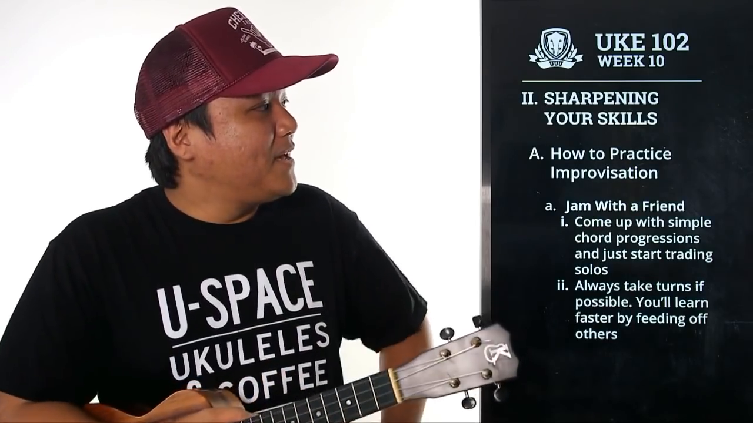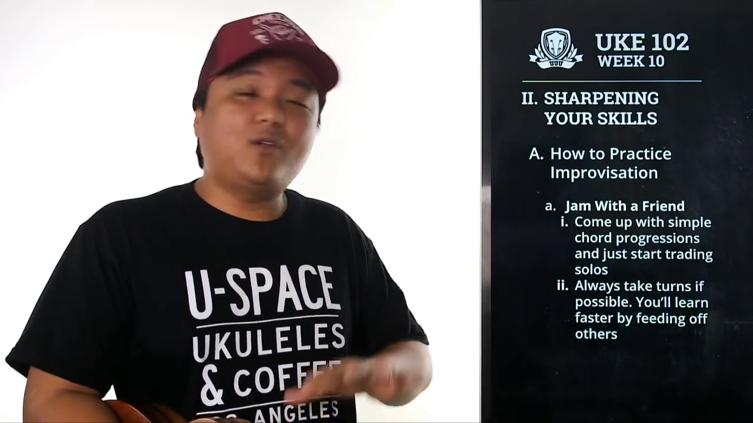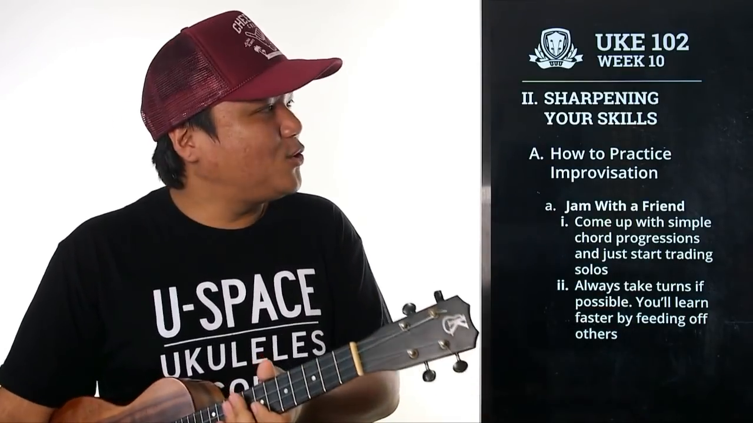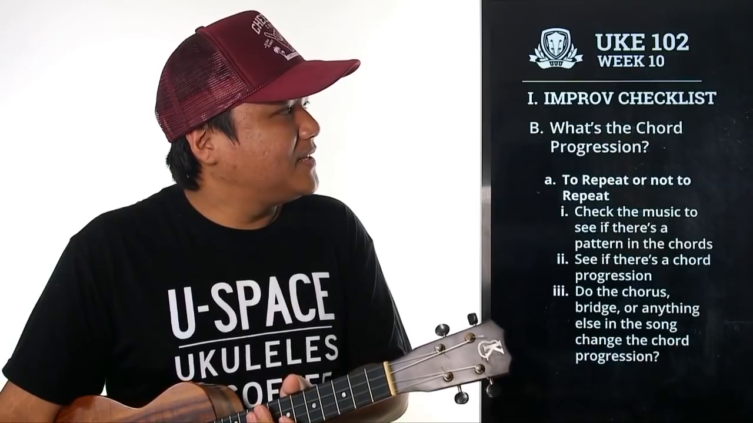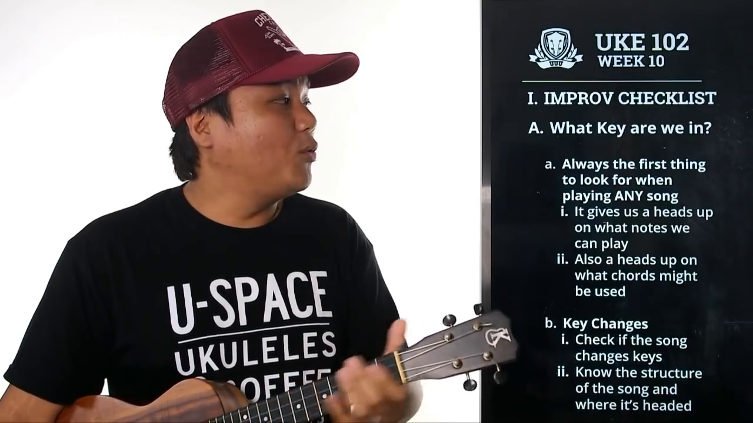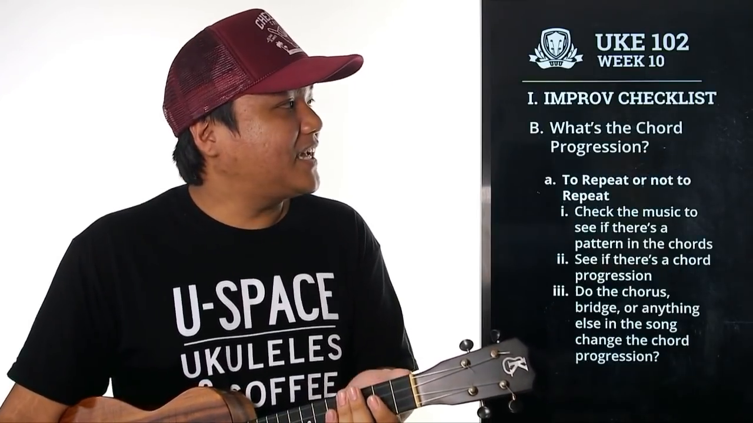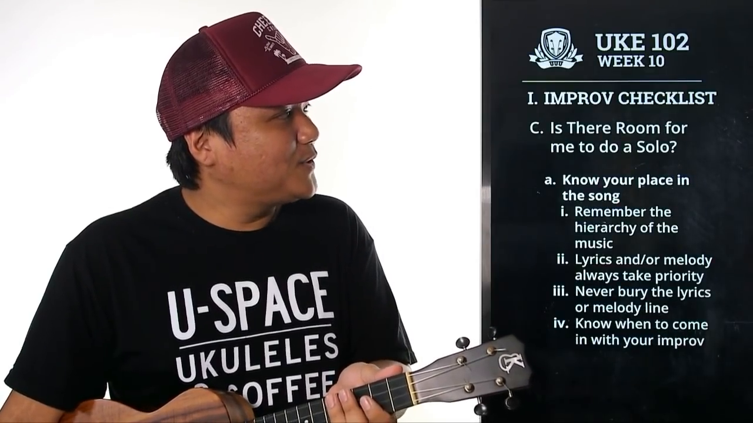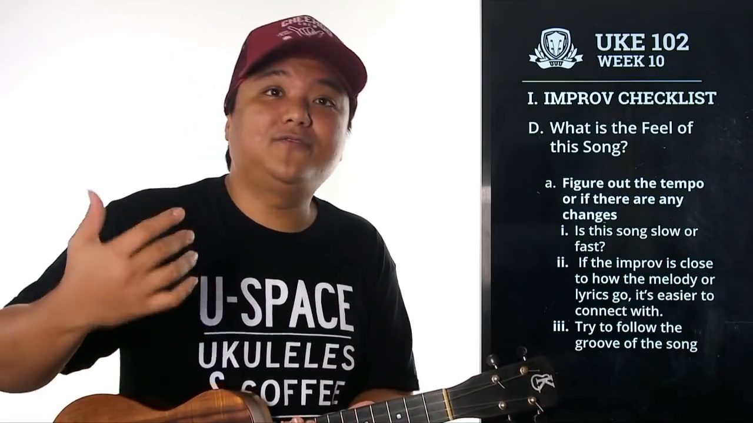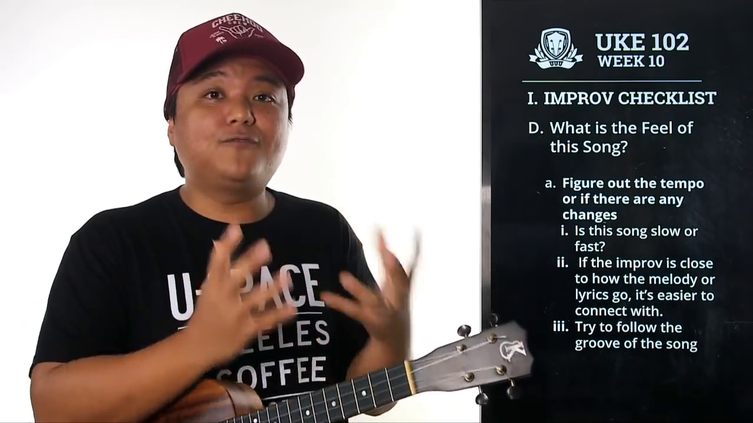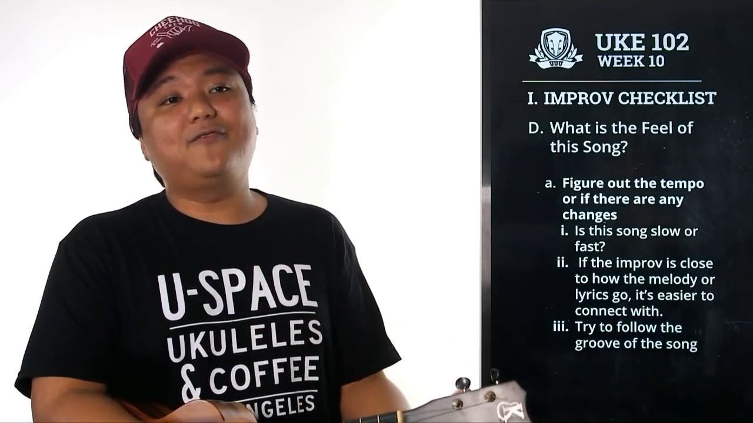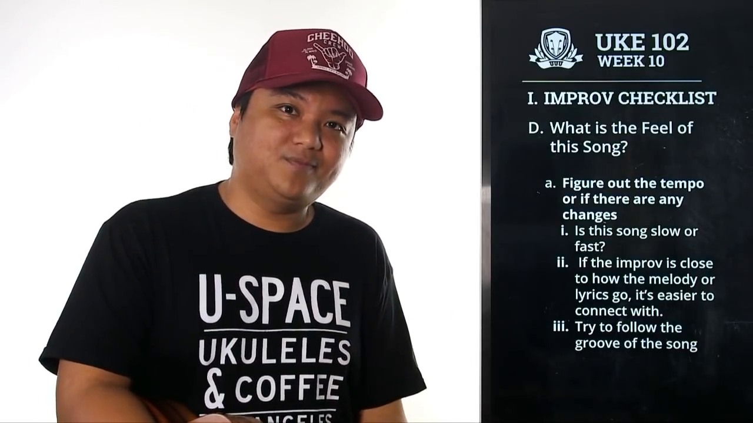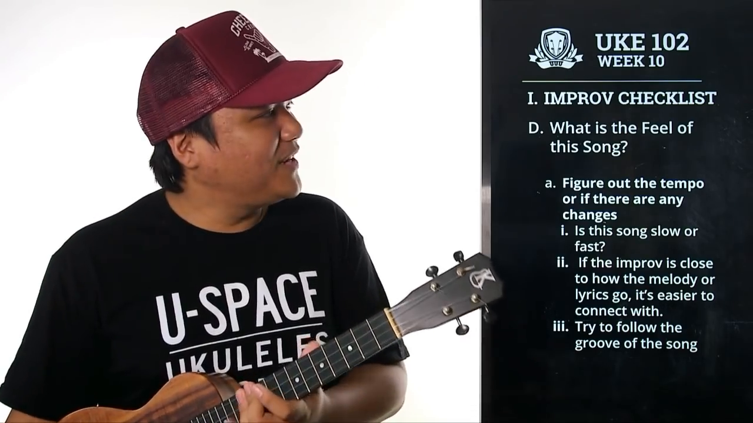Next up, sharpening your skills. We went over the checklist, so let's actually go over it and see what we did. First, what key are we in? Second, what's the chord progression? Third, is there room for me to do a solo? And last but not least, what is the feel of the song? If you have all four of those things, you should have everything you need in order to do an improvisation. That's just a little summary there.